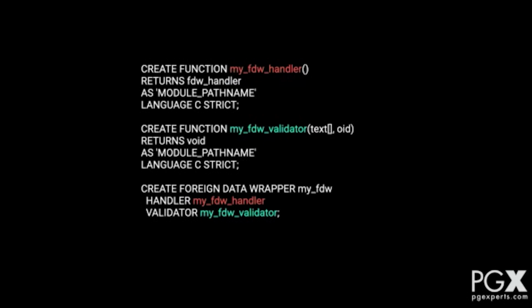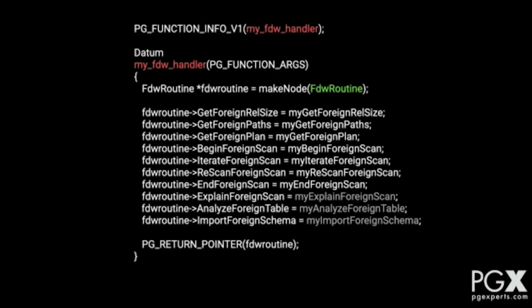It looks kind of like this. Usually this is all packaged up inside of the control file that creates these things, or indirectly called by the control file. So you create the handler, it returns this magic type FDW handler. You create a validator, which returns nothing. This is the path name to the dynamic library, .so, DLL, whatever, depending on your platform. And then you create the foreign data wrapper saying, okay, this function is my handler, this function is my validator. So that's how you actually install a foreign data wrapper. Okay, now it's time for the mind-numbing pile of C code.